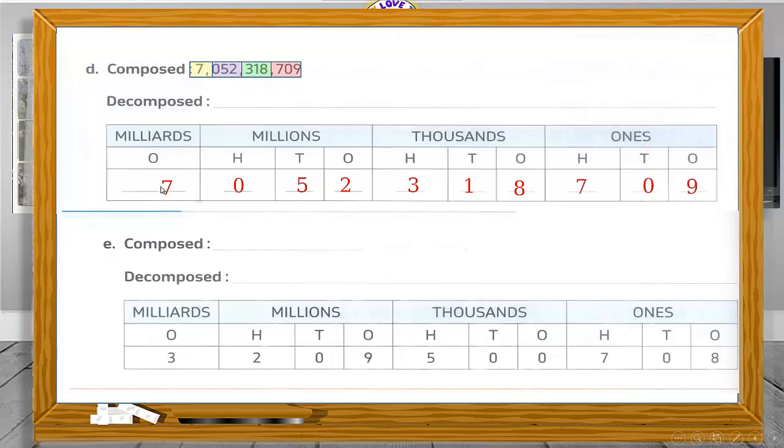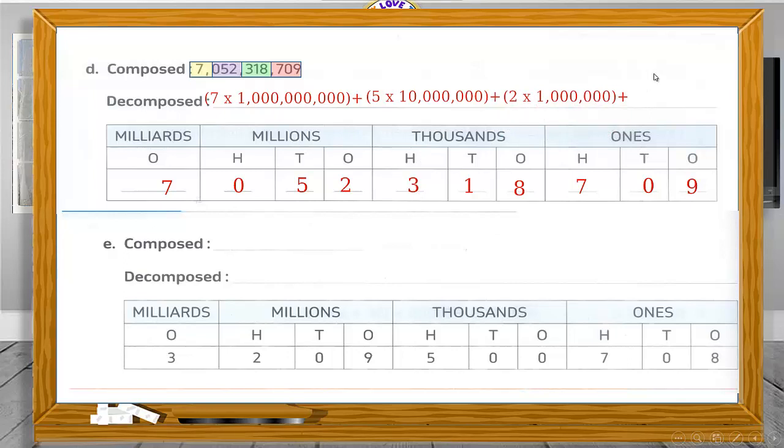Now you can decompose the number. We have 7 in the 1 million place, so you should multiply 7 times 1 million. 0, so nothing here. Next place we have 5 in 10 millions. Write 5 times 10 million. 2 in 1 million. Write 2 times 1 million.